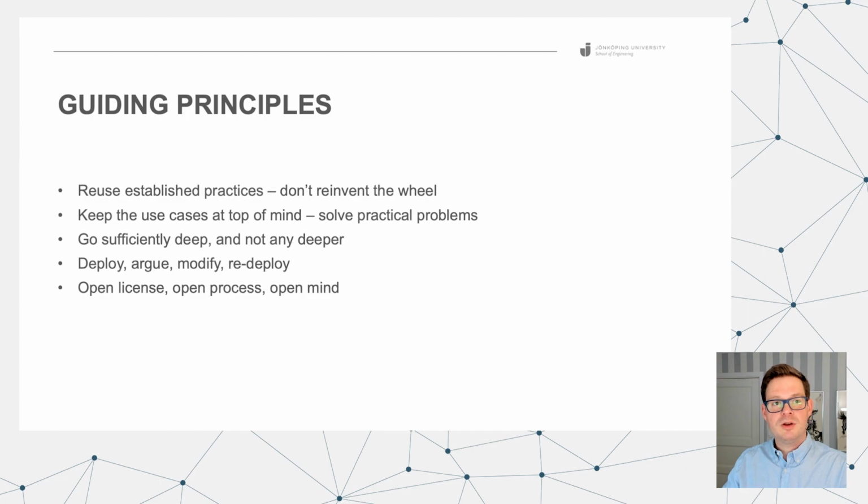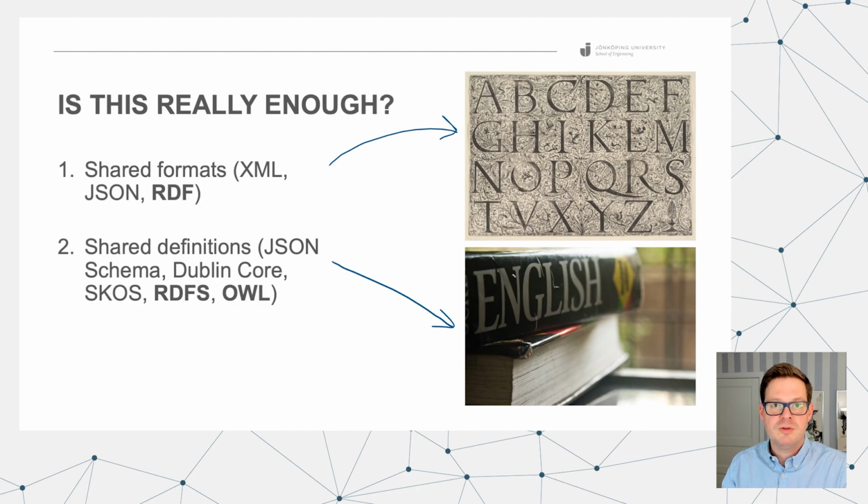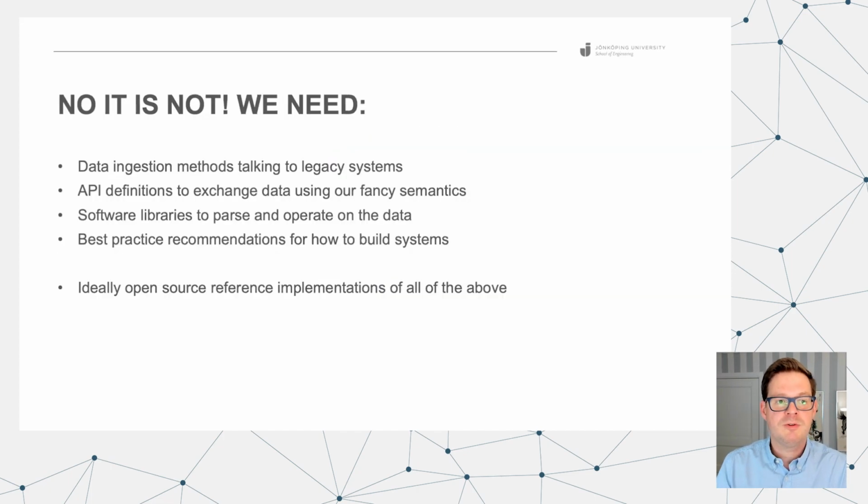So, moving forward then to the building of systems. I said earlier that we need two levels of interoperability. We need shared formats, and we need shared definitions. And the question is, is this really enough to actually build an ecosystem where you can exchange data between systems? And we very firmly say, no, it is not enough. It's required, but it's not enough. We also need data ingestion methods to talk to the legacy systems that are in the existing building portfolios of every company. We need API definitions to help us exchange data using these fancy semantics that we developed.